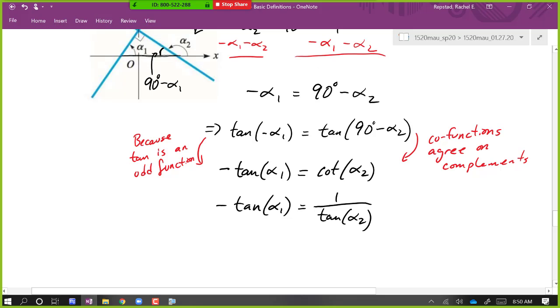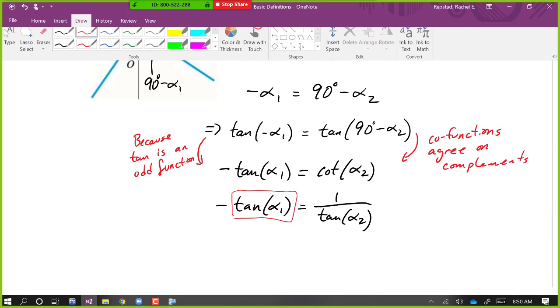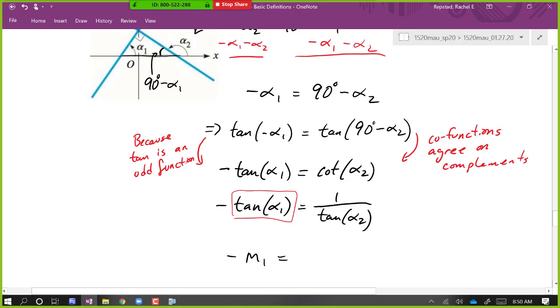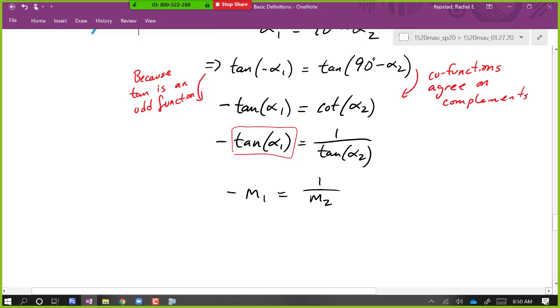So tan of alpha 1 is the slope of the line with inclination alpha 1, so I'll call it M1. So we have negative M1 is equal to 1 over M2. And we're just about done. Maybe just to button it up and put it in a nice form, I'll multiply both sides by a negative M2. And when I do that, we have M1 times M2 is equal to negative 1. And so their slopes are opposite and reciprocal.